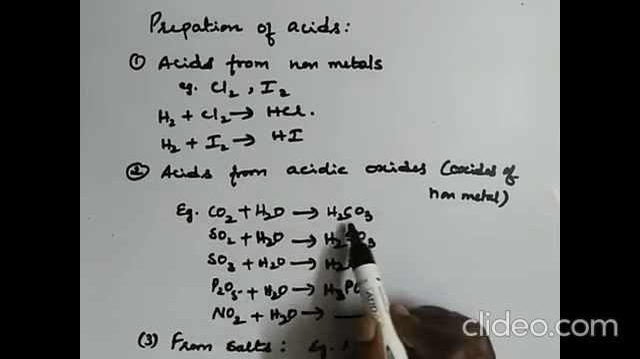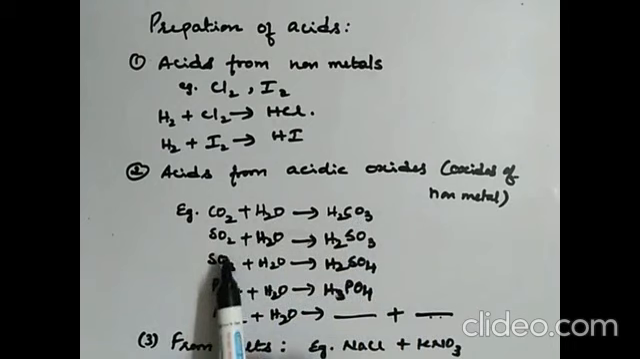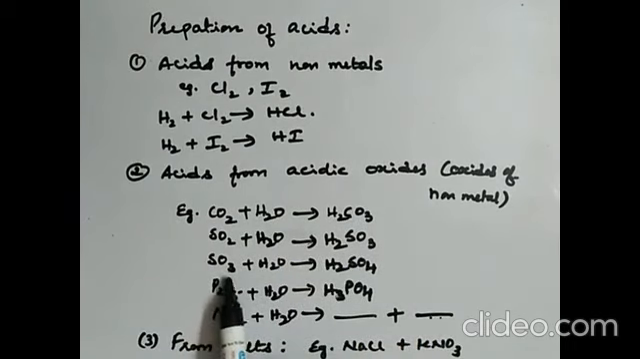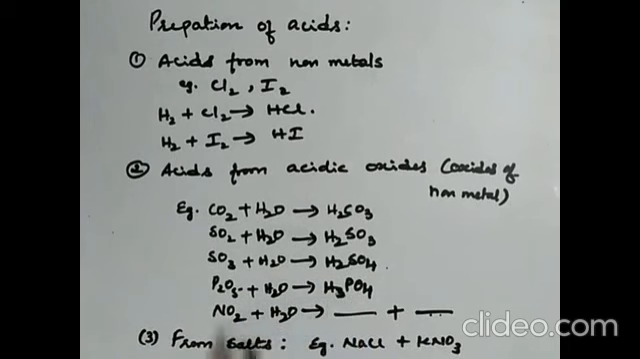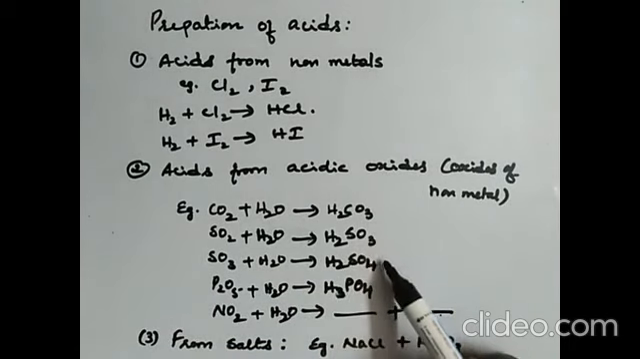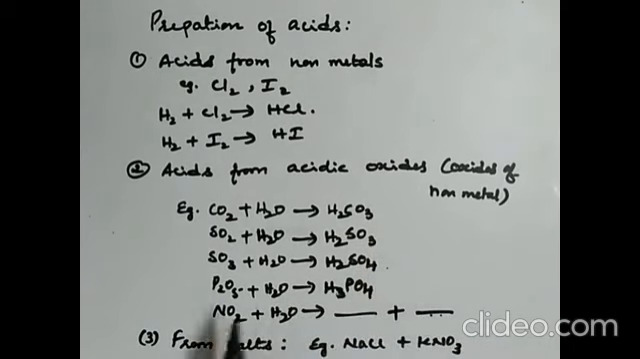So carbon dioxide with water forms carbonic acid. Sulfur dioxide with water forms sulfurous acid, and sulfur trioxide with water forms sulfuric acid. Phosphorus pentoxide with water forms phosphoric acid. Now check for the balancing of the equation. The first three equations are balanced. The fourth one has to be balanced. So you write 3 water molecules forming 2 molecules of phosphoric acid. This I leave for you to complete.